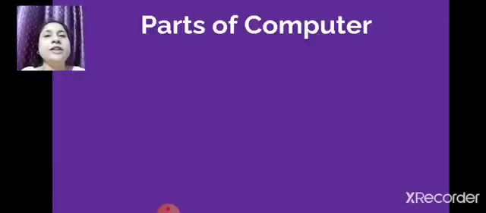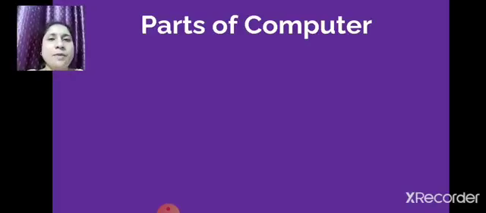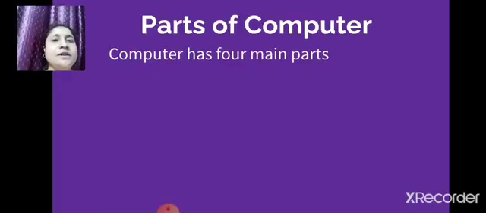Now we will learn about the parts of a computer. So how many parts are there? A computer has 4 main parts. Which are they? We are going to see now. First is monitor.